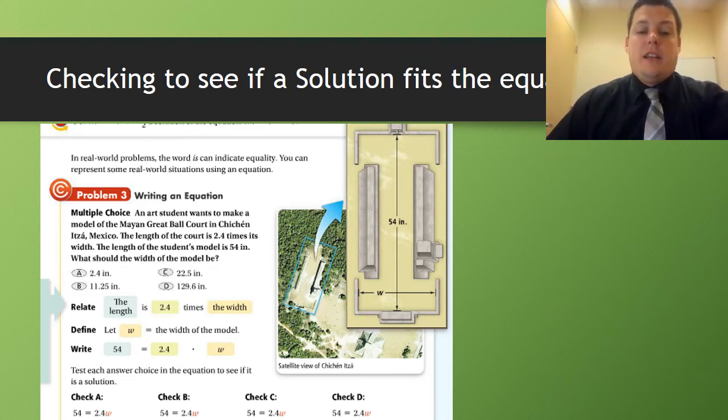Here is a good test-taking strategy where this comes into play. All right, here we are given a word problem. It says an art student wants to make a model of the Mayan Great Ball Court in Chichen Itza, Mexico. The length of the court is 2.4 times its width. So the length is 2.4 times its width. The length of the student's model is 54 inches.